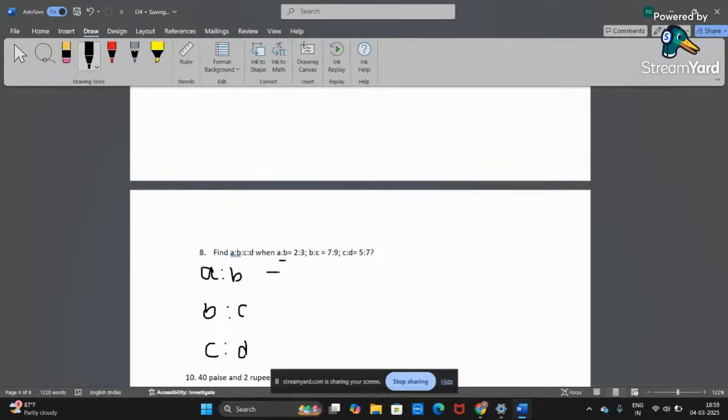Yes. This A is to B, what is the value? It is 2 is to 3. For B is to C, the given value is 7 is to 9. For C is to D, it is 5 is to 7. To find the answer in the form of A is to B is to C is to D, you have to multiply downwards, like this, again like this, and like this.